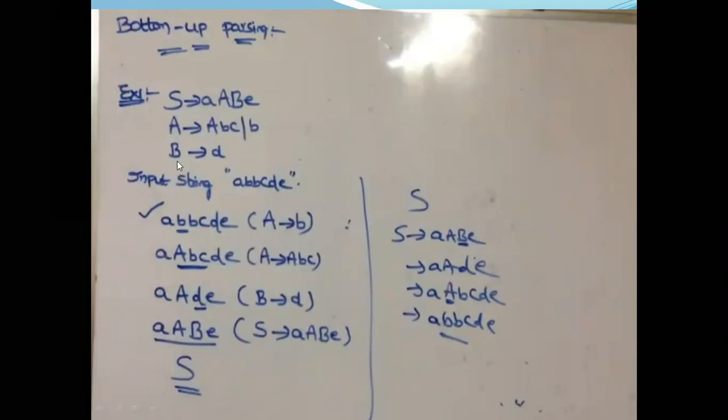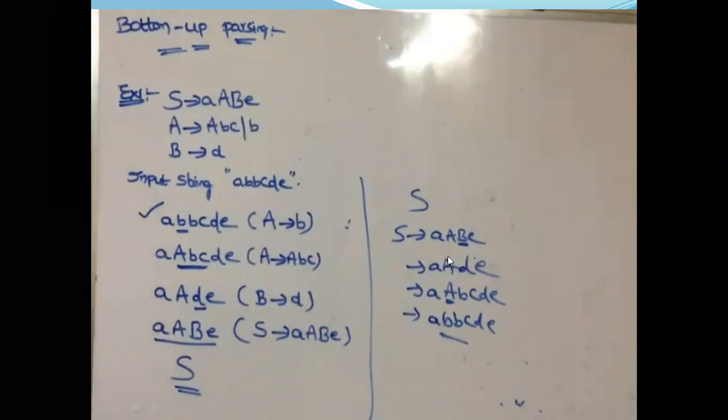So B is the production. So B is production with small d, and so that B is replaced with small d. Sorry, capital B is replaced with small d. Then what is the next non-terminal in the right hand side? Capital A. So this capital A is replaced with, in this one we are having two alternatives. So A, B, C or B. So we are replacing this B.